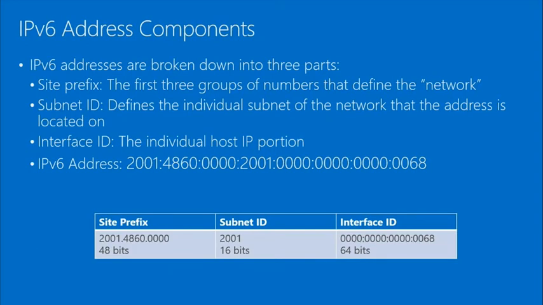The address components are broken down into 3 parts. The site prefix, the first 3 groups of numbers, defines the network. The subnet ID is basically similar to a subnet mask. And the interface ID is the host portion. So demonstrated here on the slide is an IPv6 address. Notice how large it is. And the table here breaks down the site prefix, which is 48 bits, the subnet ID, which is 16 bits, and the interface ID, which is 64 bits.